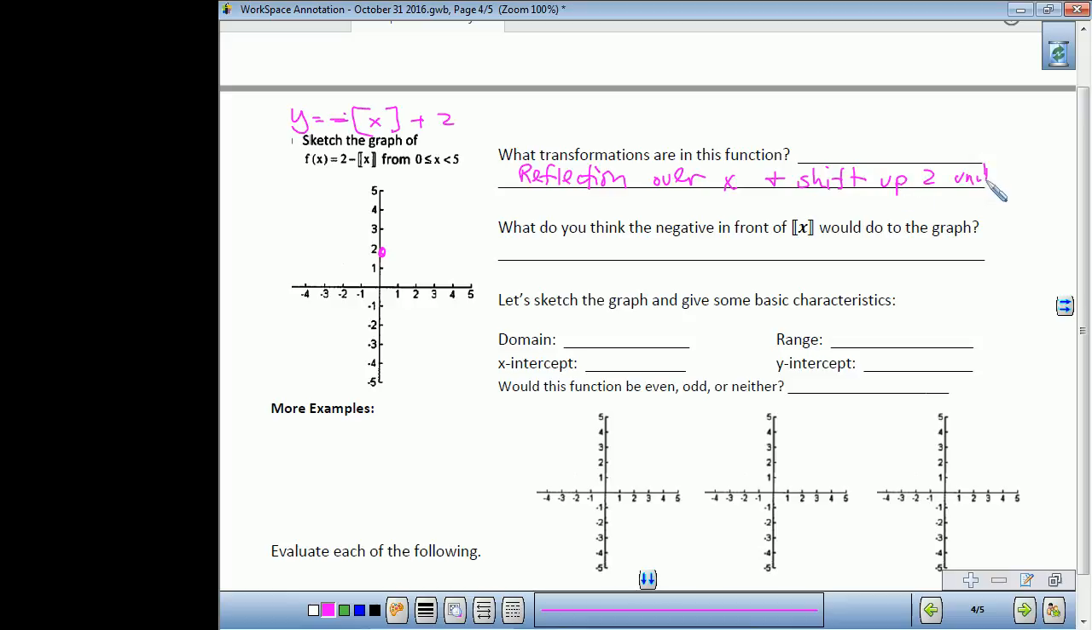So what this means for our graph is instead of jumping up, we're going to jump down. Got it? Yes. Instead of jumping up, you jump down.